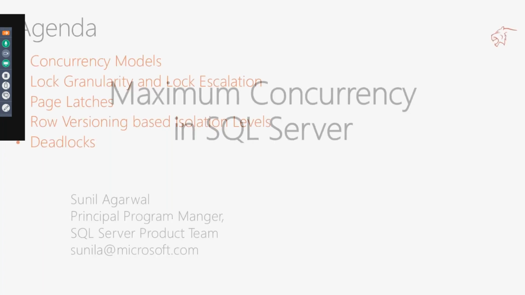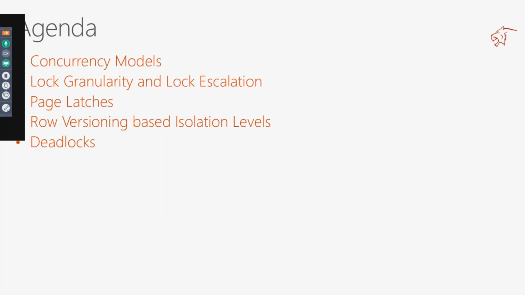Okay. All right. So what I'm going to describe to you are concurrency models. There is also a talk on locking, granularity, and lock escalation, latching, snapshot isolation, and deadlocks. These are the topics that I'm going to walk through. I don't expect to finish all of them in 1 hour, but I'm going to start from the most useful first, so that you get something out of this presentation.